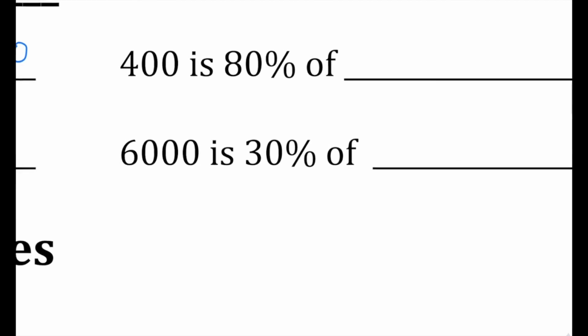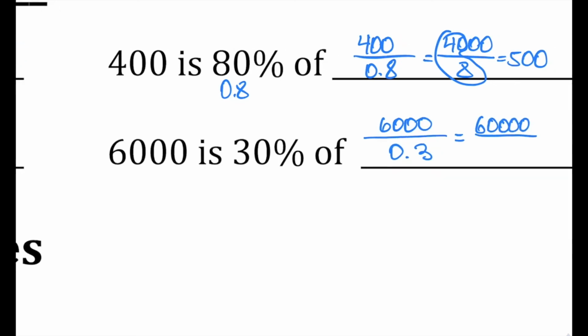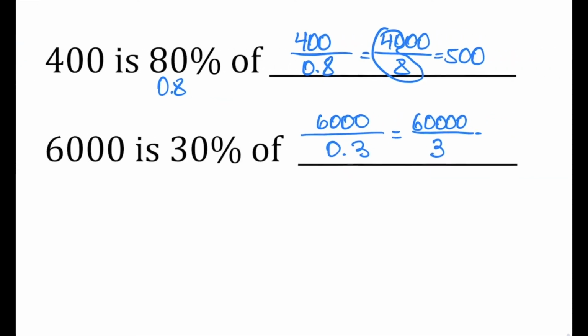400 is 80% of what? 400 over 0.8 is like 4,000 by 8. 40 over 8 is 5, and 2 zeros left over. 500. 6,000 is 30% of what? 6,000 over 0.3 is 60,000 over 3. Well, easy. That is going to be 20,000. Boom, boom, boom, boom, boom.